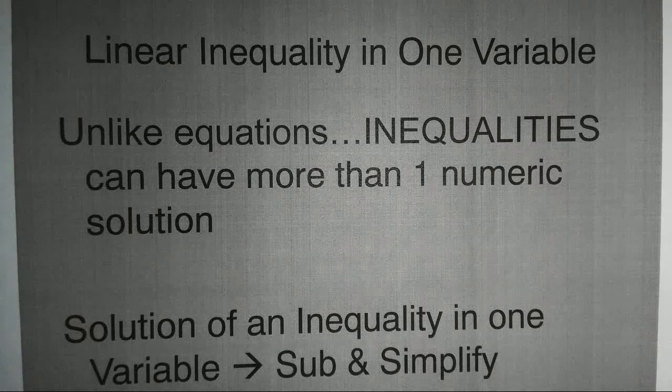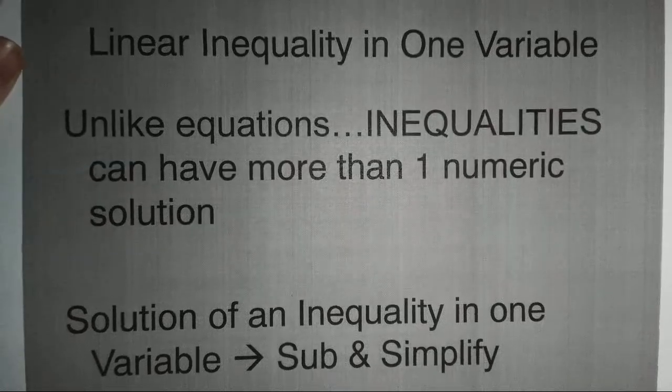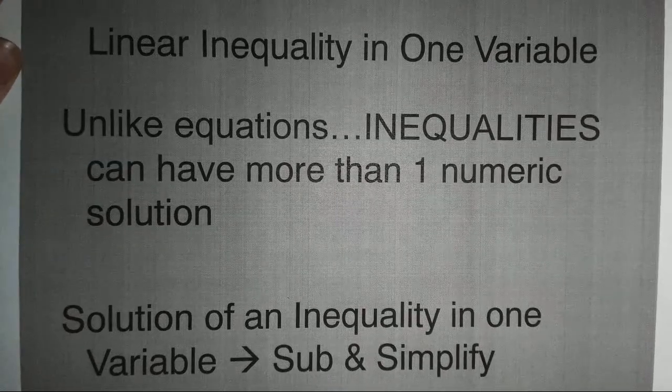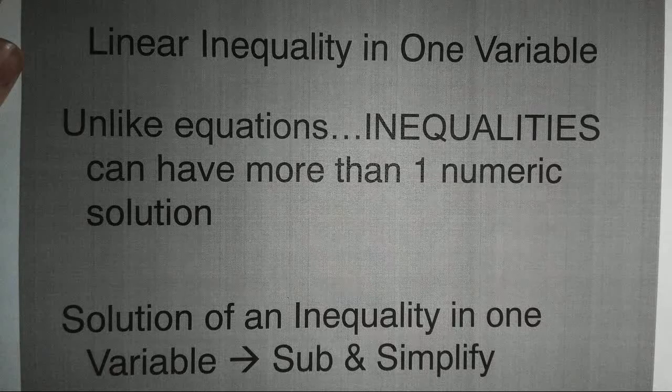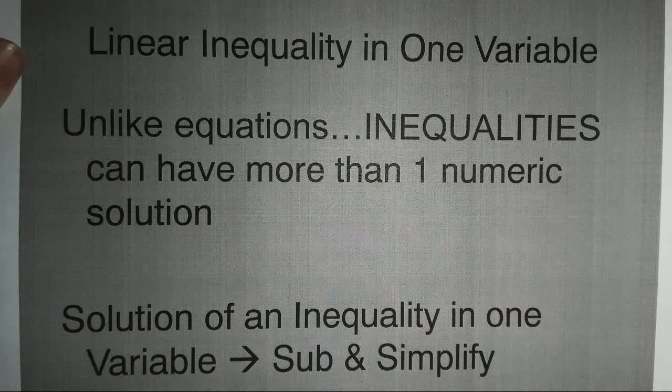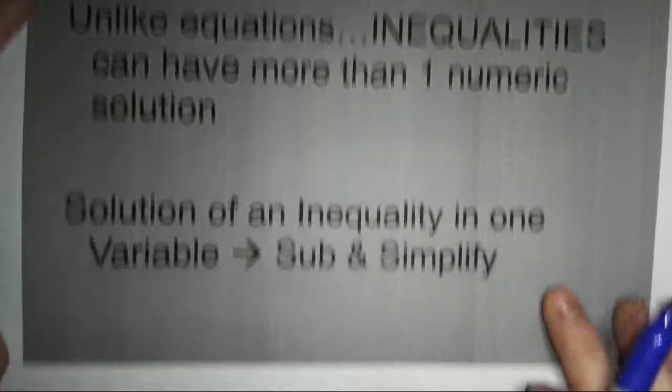Now, unlike equations, inequalities can have more than one numeric solution, meaning more than one number can make an inequality true. So if we're looking for a number that's less than 40, there are lots and lots of numbers that are less than 40, pretty much 39.99999. Anything less than that is going to be less than 40. So they have more than one solution. Their solution is actually a solution set.